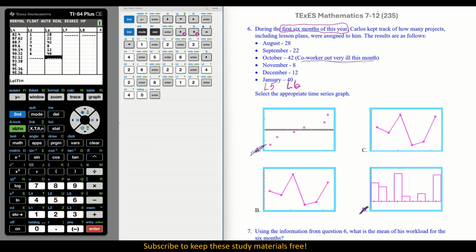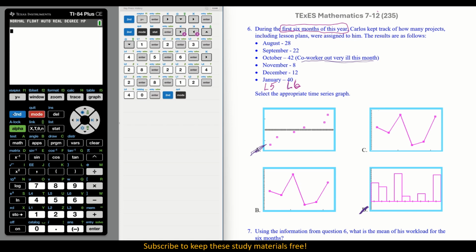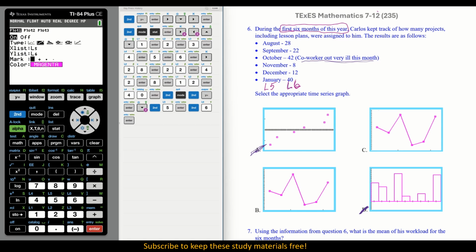I know it's called scatter plot, but notice it has other graphs that help you with measures of central tendency and those related items. So I'm going to back out and then second y equal, go into my plot. It's still on, it's in the right place. But remember, we're using L5 and L6. Second 5, enter, and then second 6, enter. Now I'm going to leave it on the little squares because they're big enough for you to see. So you can kind of measure visually what we need.